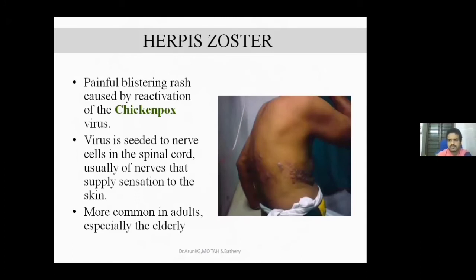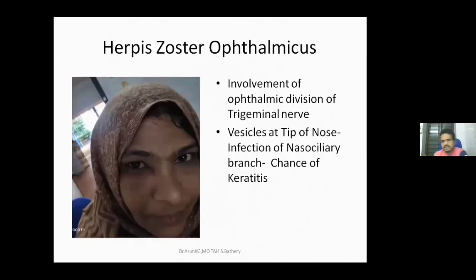Here we have to keep in mind that herpes affecting the ophthalmic division of the trigeminal nerve is also a very dangerous one. If a patient comes with grouped vesicles on one side of the forehead, and if any vesicles are there on the tip of the nose, you should keep in mind that the nasociliary branch is infected, and there is every chance of keratitis. So it is better to refer.